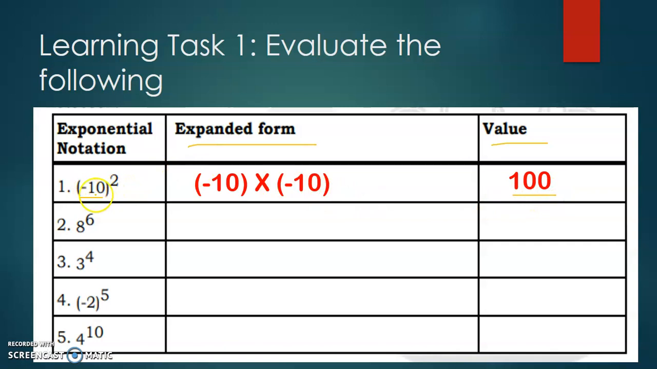So, negative 10 to the power of 2 in expanded form is just like this one. Negative 10 times negative 10. And the value is 100. Okay, ganun lang. Number 2. 8 to the power of 6.